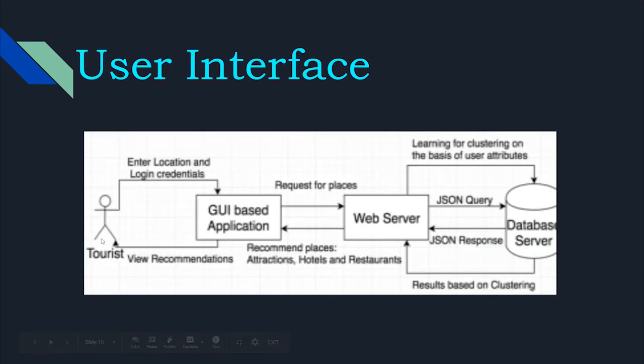Now, let's talk about the user interfaces. We know the user interface is the interaction between the user and the machine. Here we can see that the user or the tourist may enter the login credentials and details based on the GUI based application. Now the request for places hits the web server accordingly. Now it shoots the JSON query and learning of clustering on the basis of user attributes in the database server takes place. Now the results based on the clustering hit back the web server and the web server gives the recommendation: places, hotels, attractions, restaurants and much more. Now the GUI will help the tourist or the user to view the recommendation.